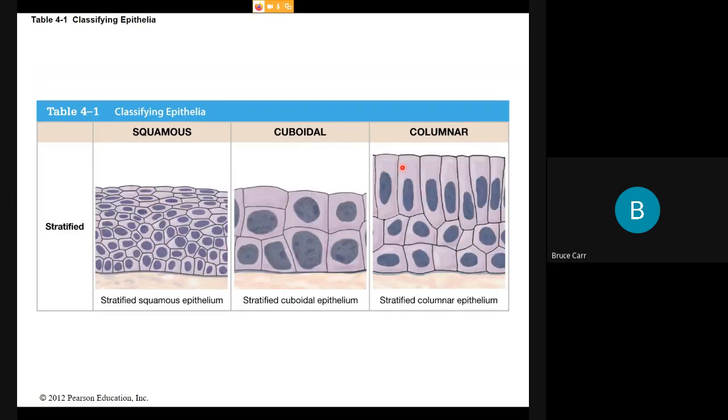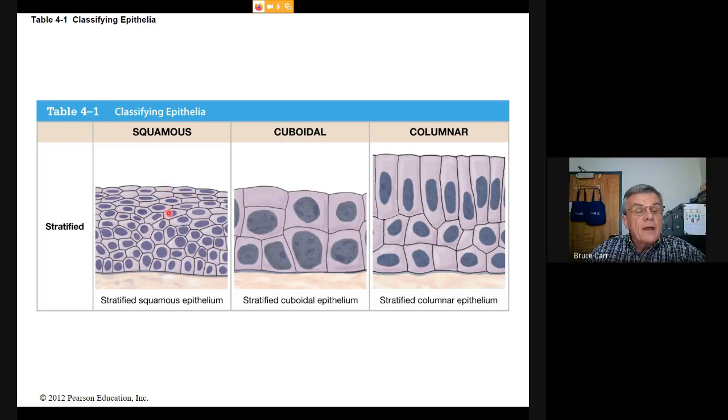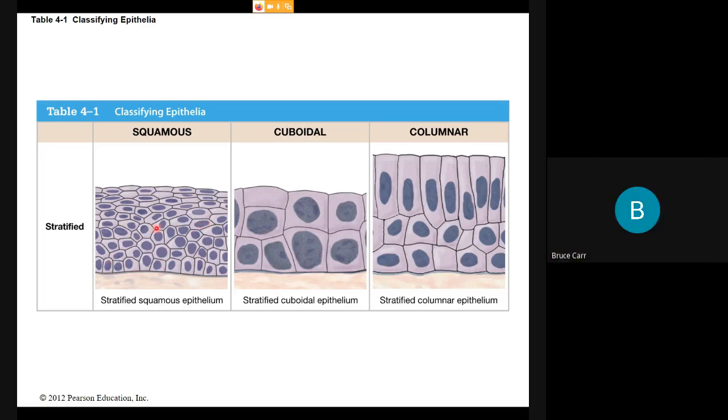If there is more than one layer of cells, it is called stratified. So we have here stratified squamous, and the first time I looked at this, I had a question. I said, well, look, up here at the surface, they're flat and they're pancake-shaped. In some cases, the nucleus is missing. These are probably dead cells then. But down here at the base, at the basement membrane, they're more cuboidal. How do I name this?